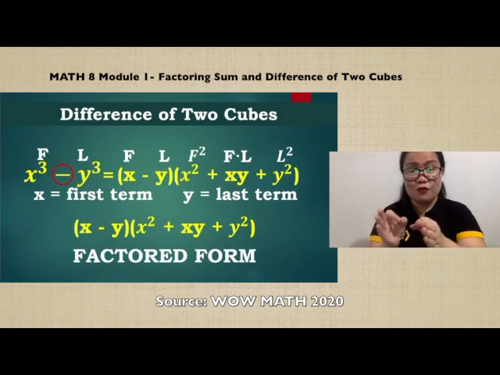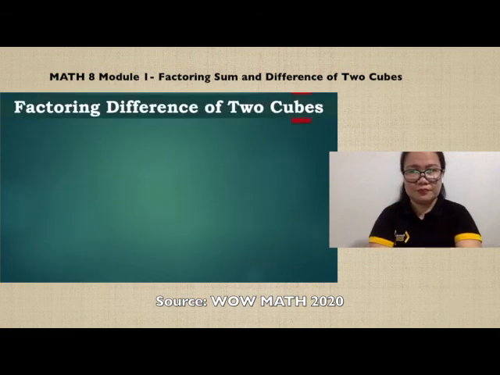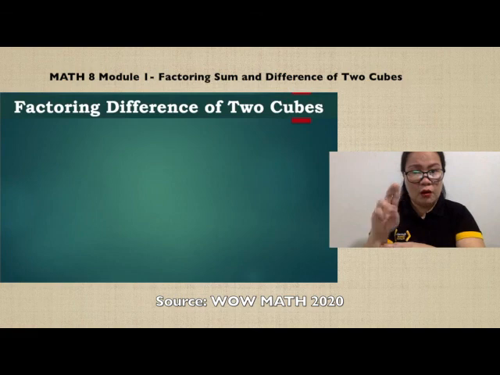Ito lang yung susundan natin na path. Let's have an example. So, factoring difference of two cubes. So, again, difference kapag ang given natin ay x cubed minus y cubed.